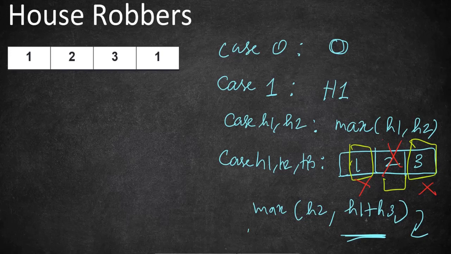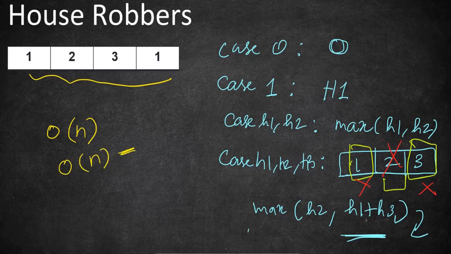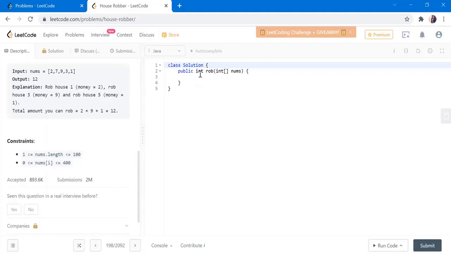Before getting into the code, this algorithm is going to run in big O of n time complexity, as we are going to iterate the array only once and update our result array, and also it works in big O of n space complexity because we're going to use a DP array to store our values. So yes, let's go to the code now.